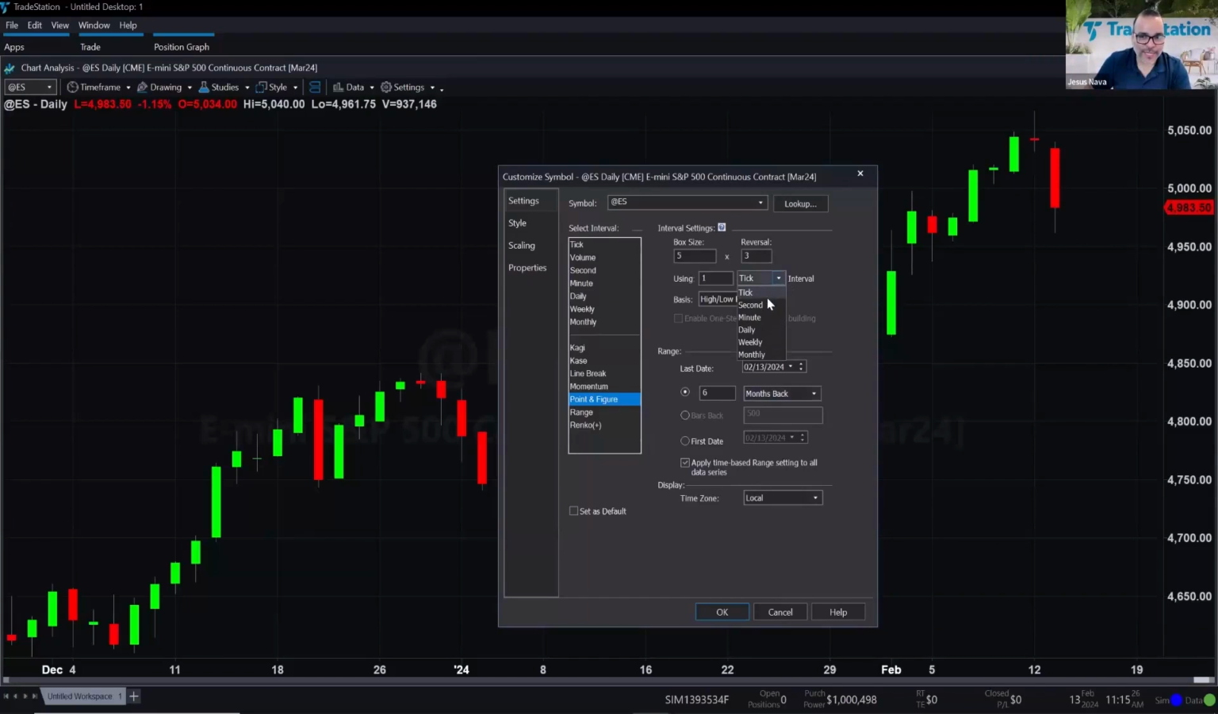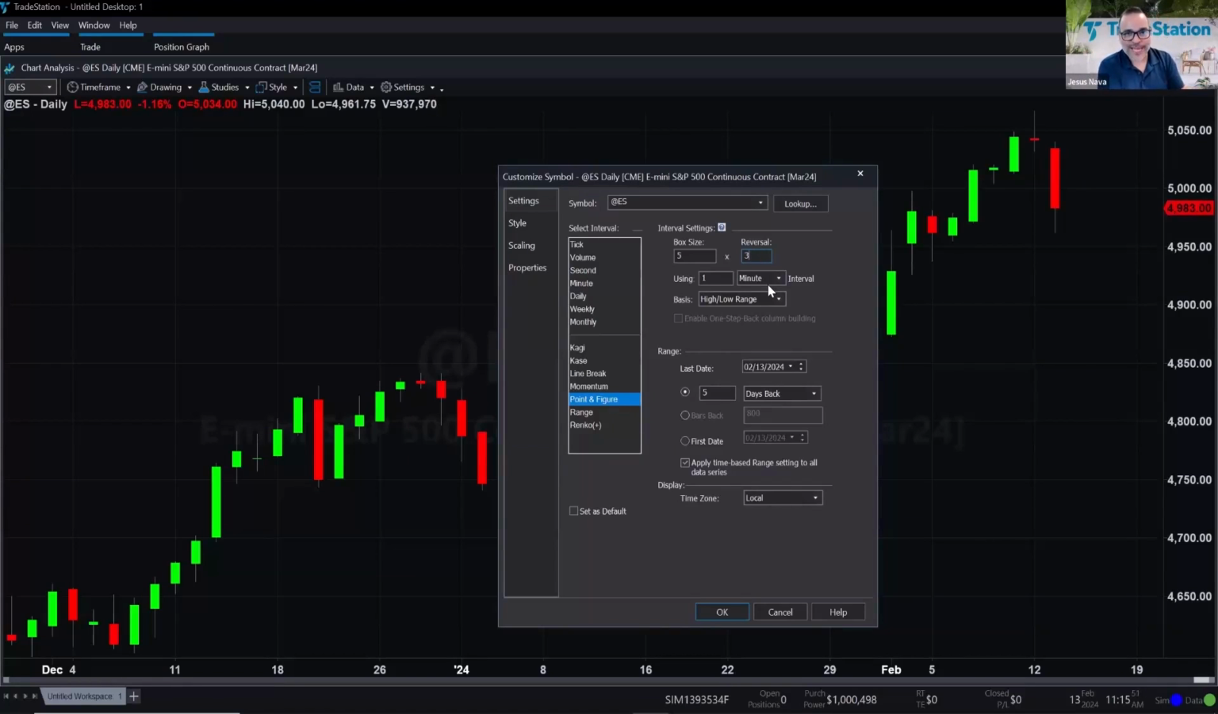But in this particular case for point and figure, I can use minute time frame, which is the underlying data that's being used. So do not confuse the time frame here with a time-based chart. This is still price-based. It's still monitoring the movement of 5 points times 3 for the reversal. So the time here is the way that the point and figure is going to look at historical data.